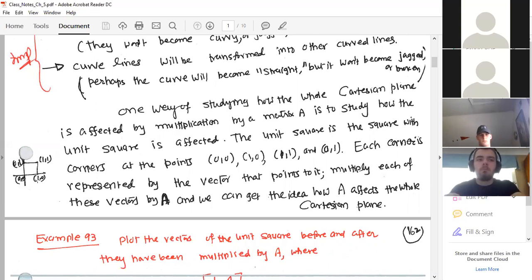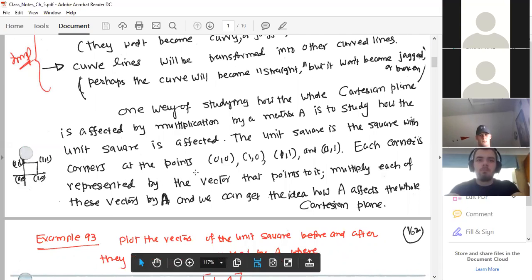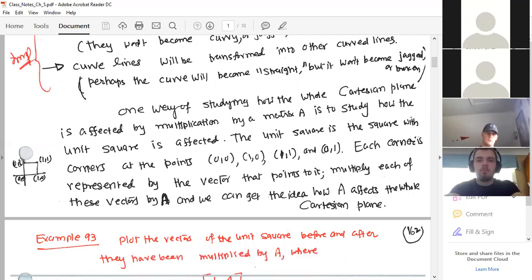One way of studying how the whole Cartesian plane is affected by multiplication by a matrix A is to study how the unit square is affected. Each corner is represented by a vector. That means here 0, 0, and this corner to here is one vector. Here to here is another vector, here to here the third vector, and here to here the fourth vector.